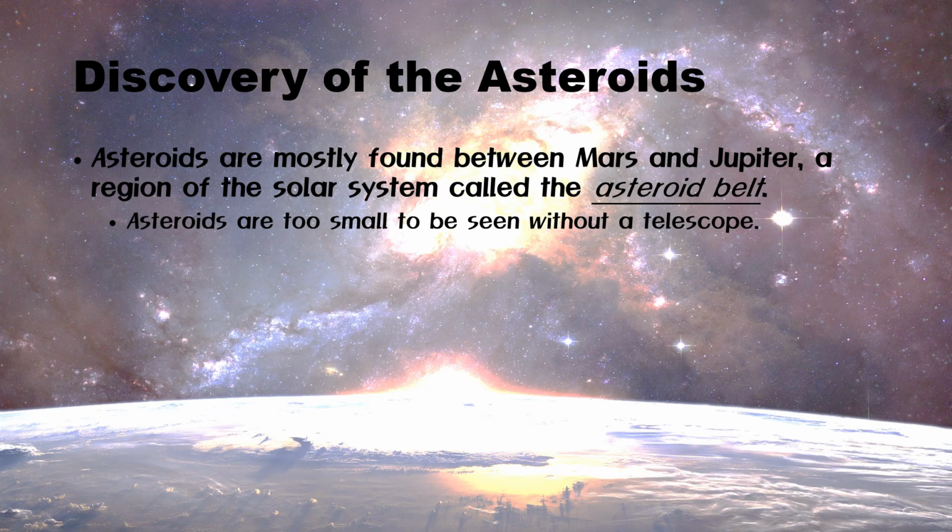Asteroids are mostly found, of course, between Mars and Jupiter, a region of the solar system that we refer to as the asteroid belt. Now, asteroids are too small to be seen without a telescope, which is one of the reasons for their late discovery.